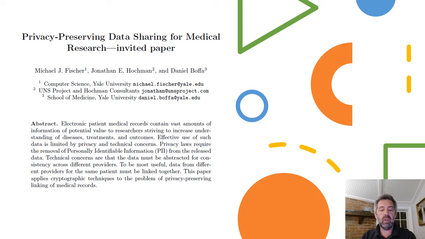is released for research. To be most useful, the data from different providers for the same patient needs to be linked together. This paper applies cryptographic techniques to the problem of privacy-preserving linking of medical records.